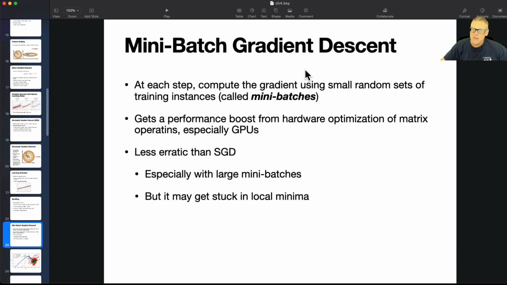All right, and this is the one that makes the most sense to me, mini batch, where you don't train it on one instance for every step, and you don't train it on the whole population for every step.